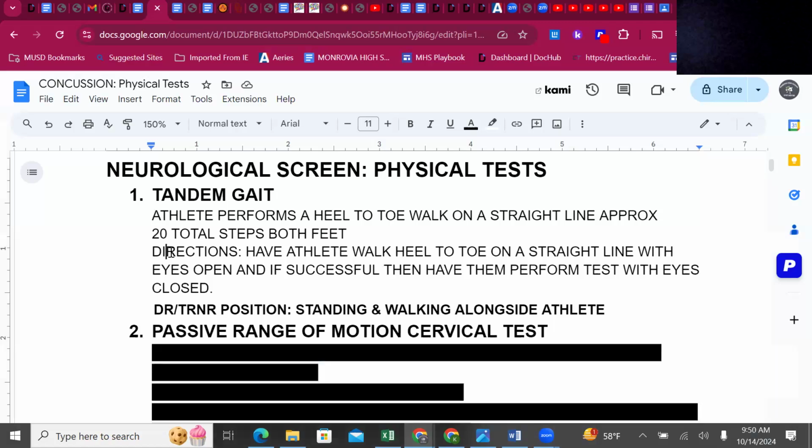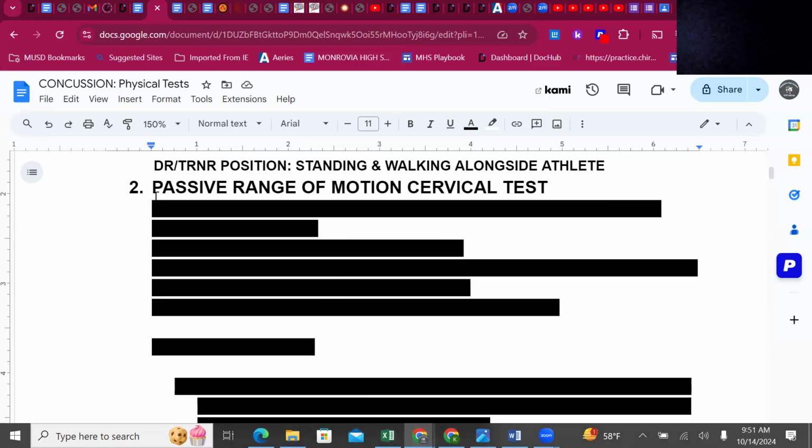All right, so we're going to go to neurological screen physical test tandem gait. And then you have two, passive range of motion cervical test. I'm going to reveal the notes for you on this section of your notes. So, passive range of motion cervical test.